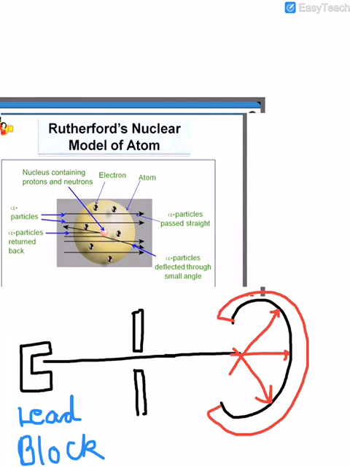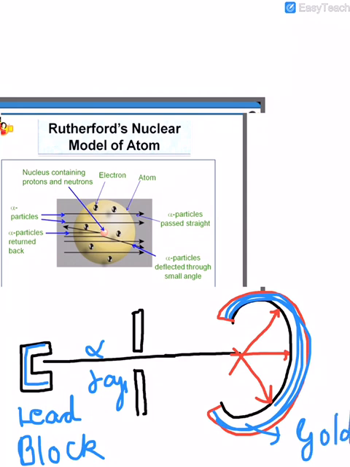Rutherford nuclear model of atom. Rutherford took a radioactive element like lead and struck alpha rays on a thin foil of gold. He also used two slits to make the beam very fine, a fine beam of alpha rays.